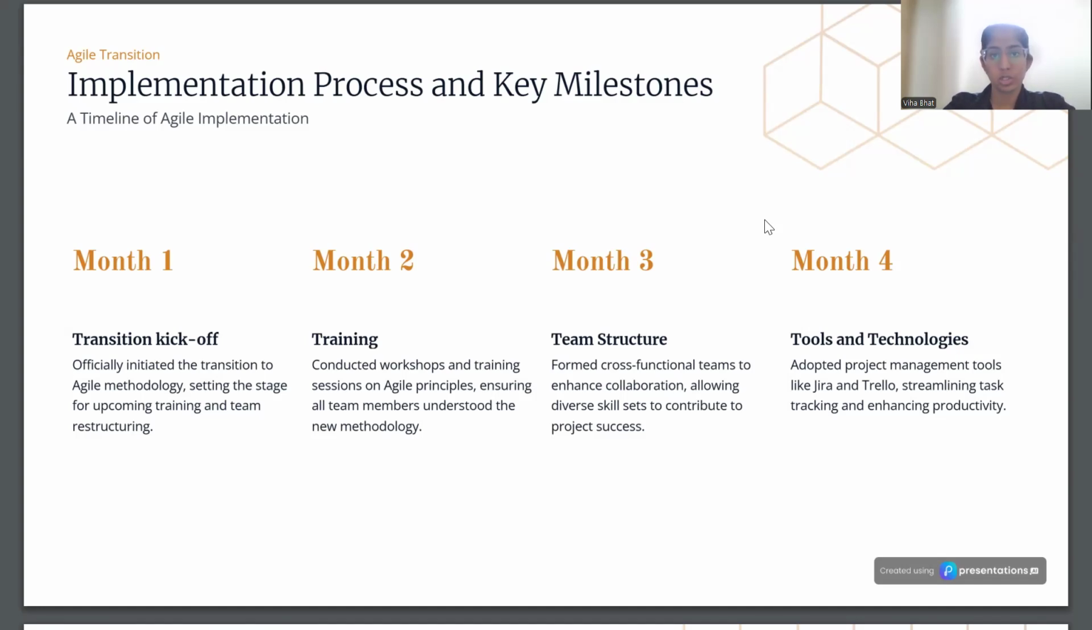Next is team structure. Agile development focuses on having focused individuals in your teams, ensuring that everyone is good at something, everyone has a role to play, and everyone knows what role they're playing. So the third month is going to be focused on team structuring.